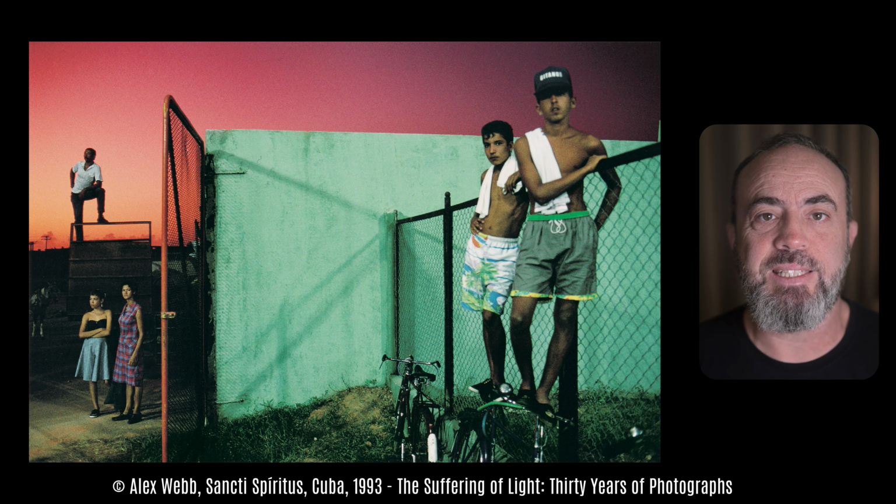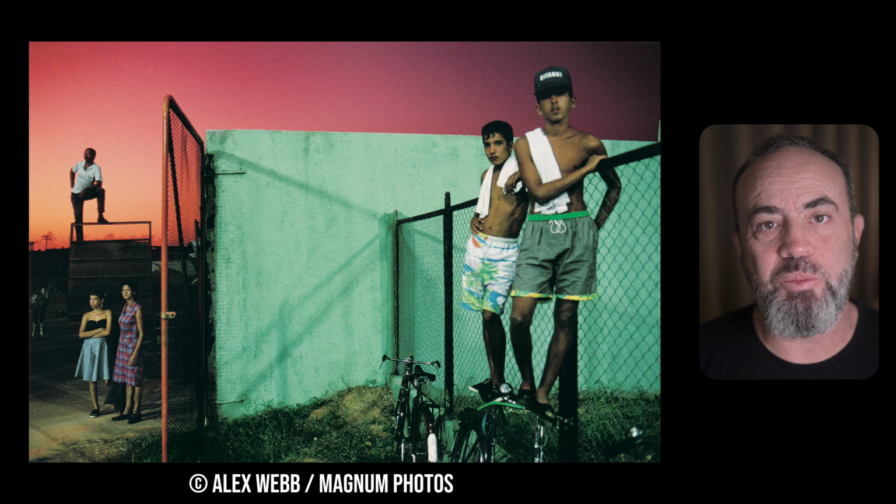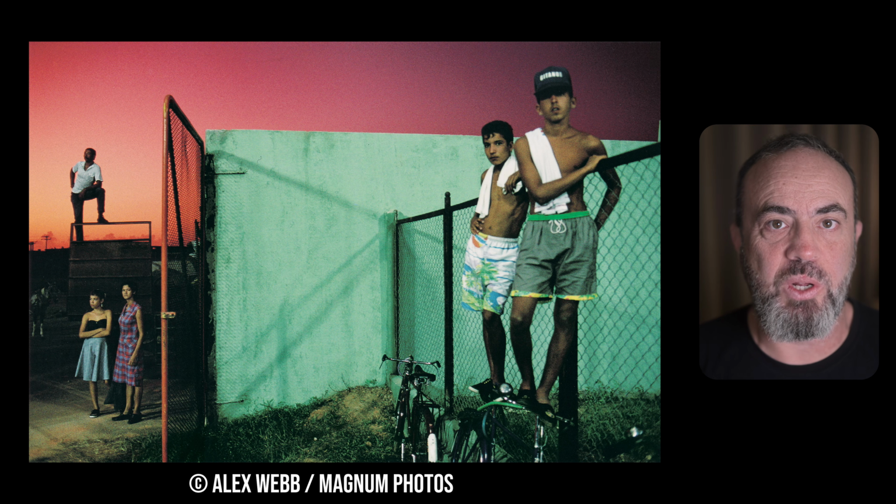Okay, so let's start. The first photograph that I want to look at is a photo from 1993, photographed in Cuba. You can find it in some of Webb's books, including the one that I like the most, The Suffering of Light. The link for the book is in the video description as well. Why is this photograph phenomenal? There are so many things that came together here that it's hard to believe that all of this can happen in one shot. So let's try and break it down.